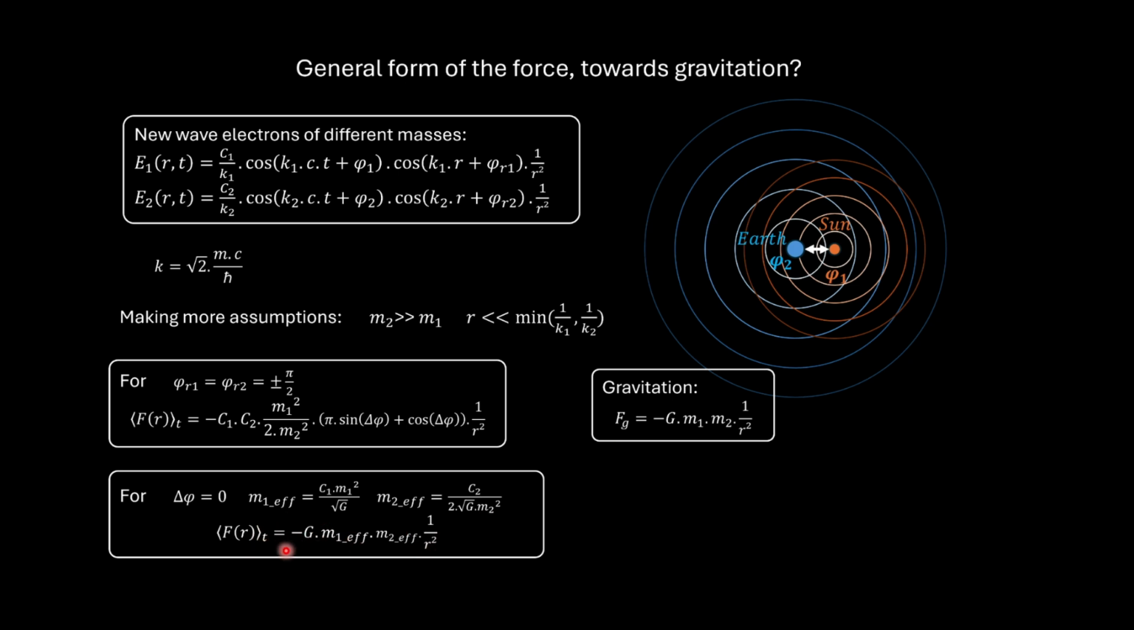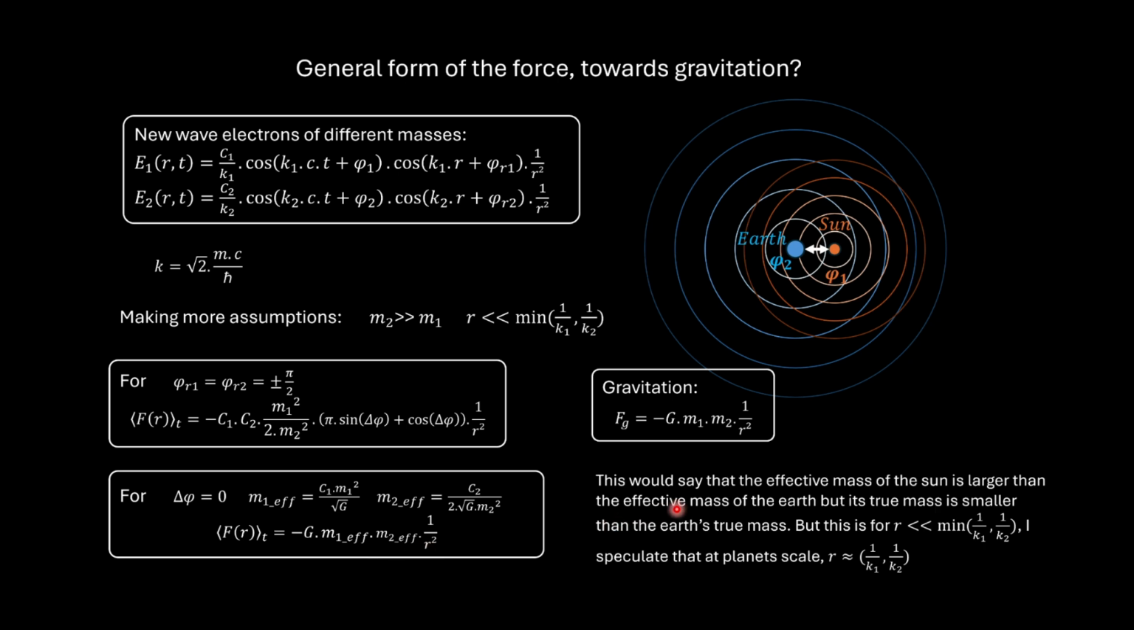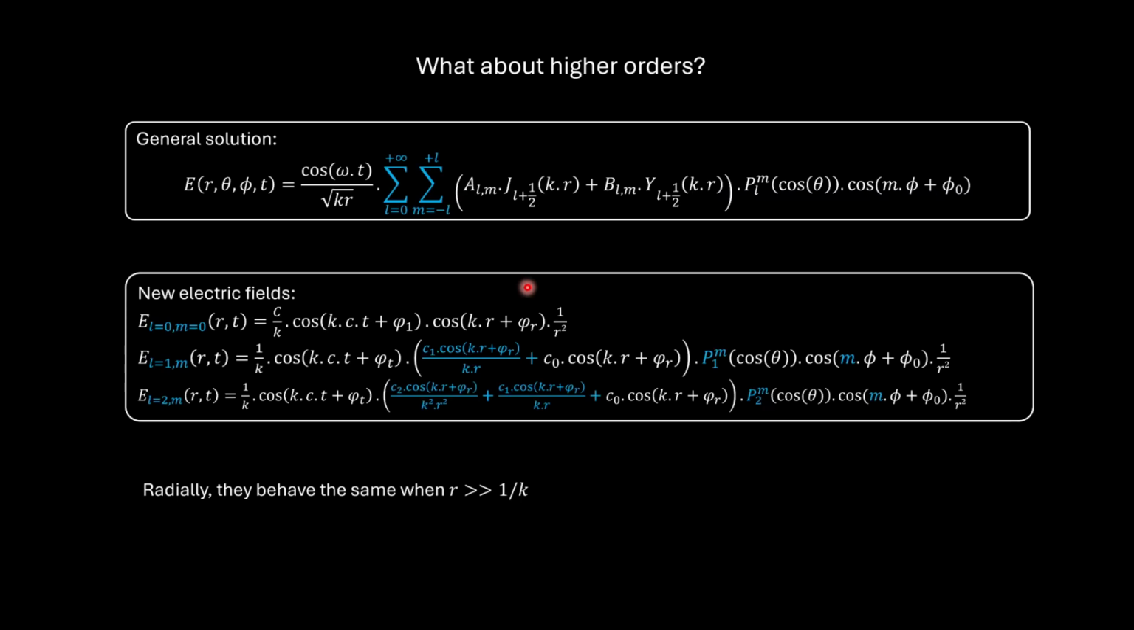But what this means is that if particle 1 is the sun and particle 2 is the earth, this would say that the effective mass of the sun is larger than the effective mass of the earth as we know it, but actually its true mass is smaller than the earth's true mass. But this is for r really small, and I speculate that at planet scale, r is more on the order of magnitude of 1/k, if that even means something. This comparison is highly speculative and should be taken with a lot of grains of salt.